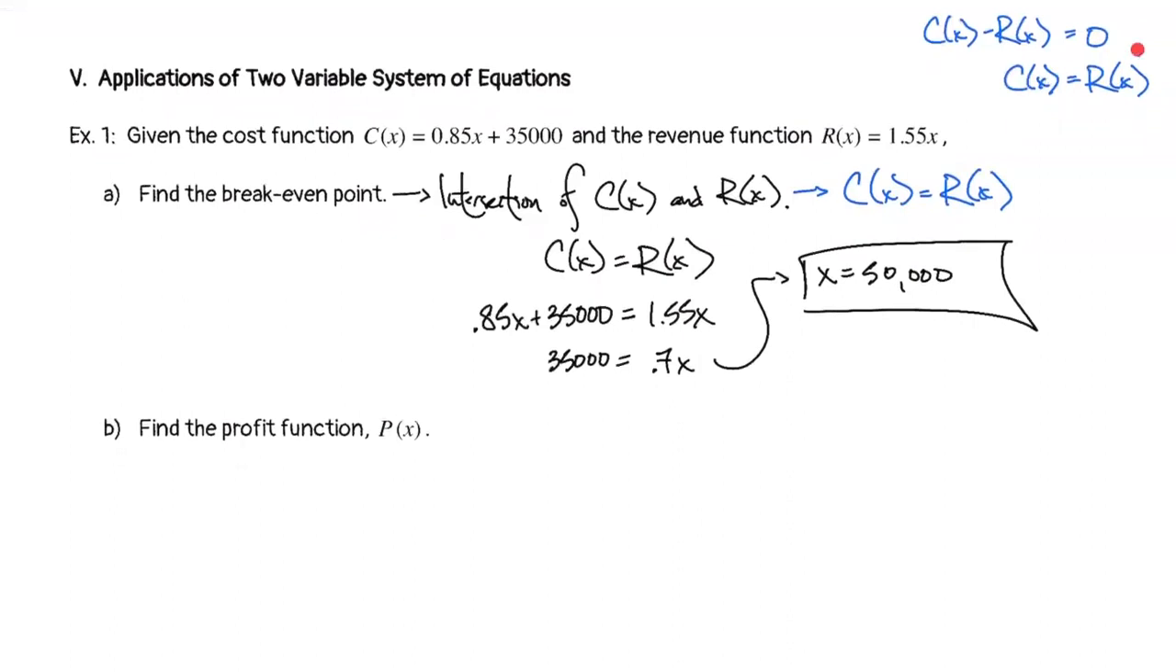Now, I wrote this earlier as C of x minus R of x equals 0. I could have also written it as R of x minus C of x, meaning the amount I make minus the cost, right? So whatever I make and I take away the cost, that is what tells you how much money you make, your profit.